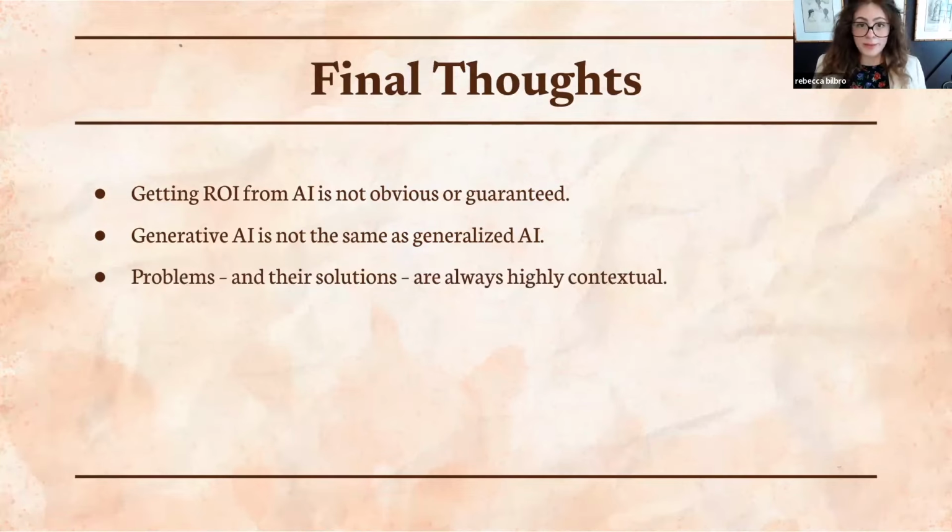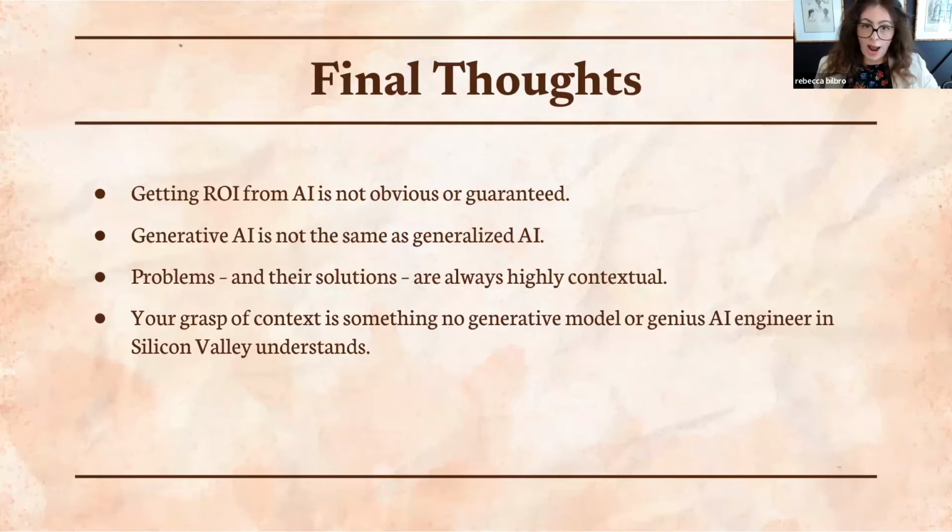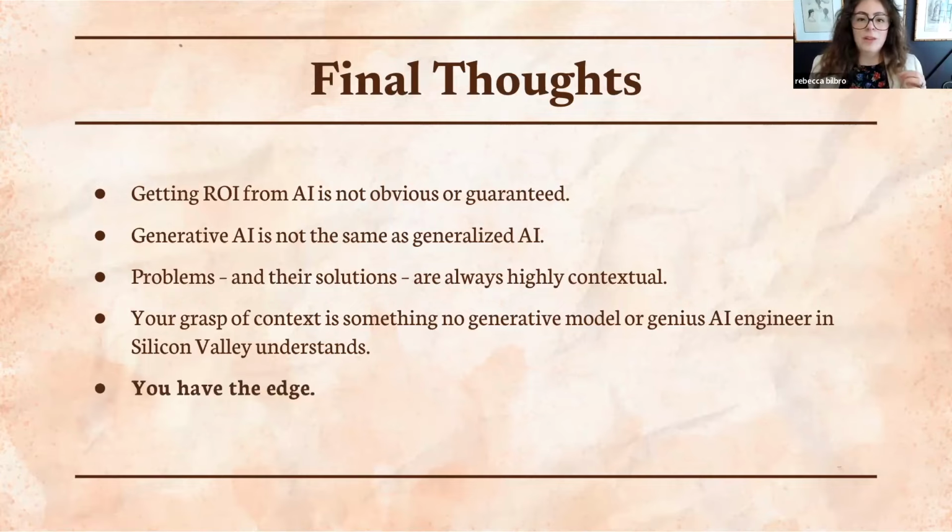So speaking of our employees, right, the problems that they are experiencing and the solutions are super contextual. Not generalized, contextual. And your grasp of that context is your superpower, right? You understand something that no generative model knows, that no genius AI engineer, however insecure you feel about your understanding of machine learning, knows. Your grasp of the context is your leverage. You have the edge because you understand which problems can get solved.